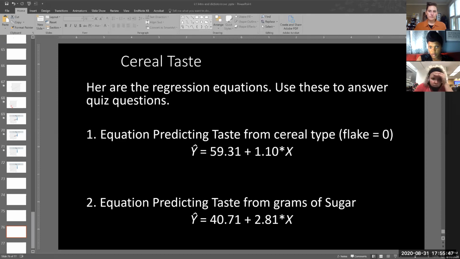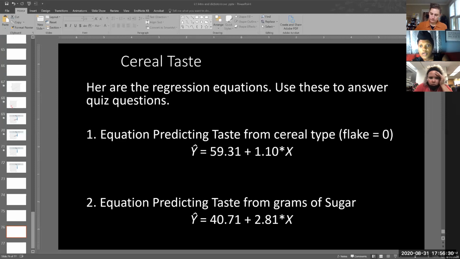So equation 1 outcome. I think for that one, it would be taste. Okay, that's what I was thinking. But the expected taste for flake cereals, so the constant, that would be the 59.31, right? Yes. Okay.